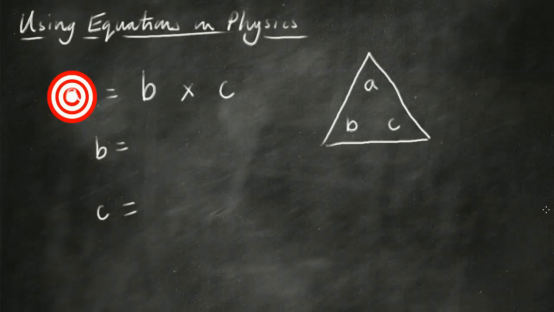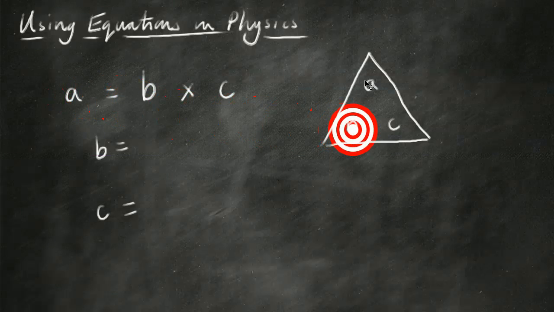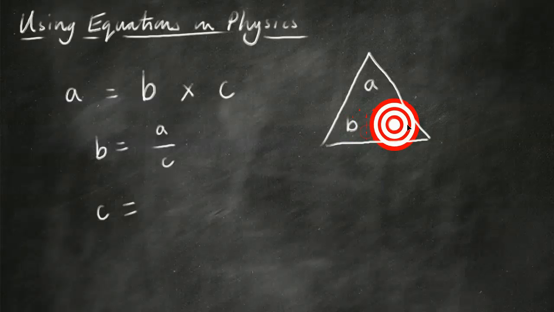So when I want B equals, cover up B, A divided by C. When I want C equals, I just need to cover up C, and I've got A divided by B. That's very simple, exactly the same for all different sets of quantities that are related in an equation like that.